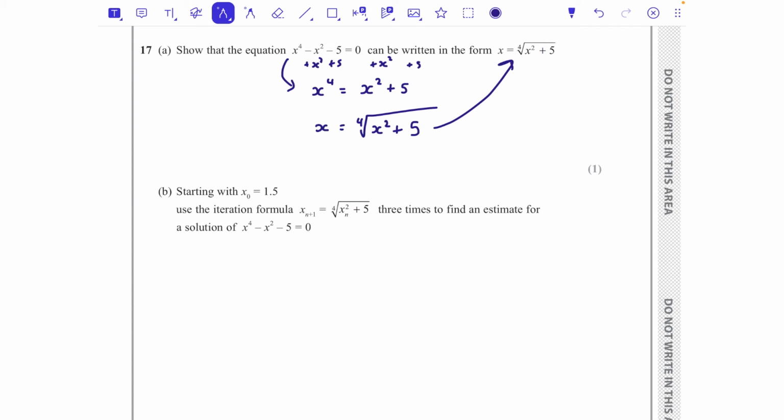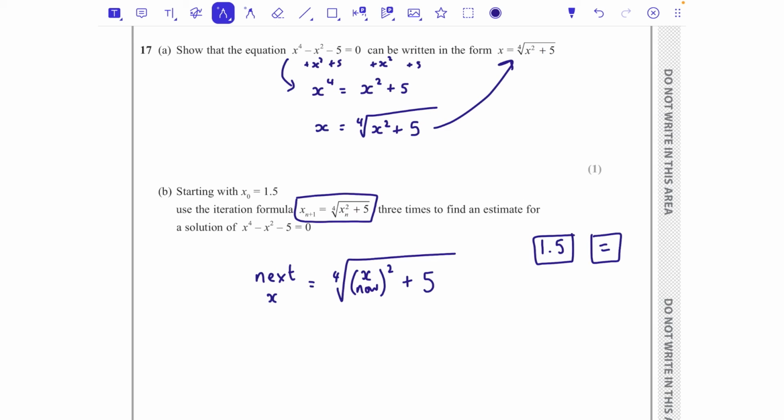Part B, starting with x naught is 1.5, use the iteration formula, xn plus 1 is the fourth root of xn squared add 5 3 times to find an estimate. Now all this means, this looks really complicated, but all it means is to get to the next x, you need to do the fourth root of the x you're on now squared add 5. Now what you're going to do is take your calculator, and I want you to type in 1.5 and hit equals, and that's going to store it in your calculator. That's a good starting point.